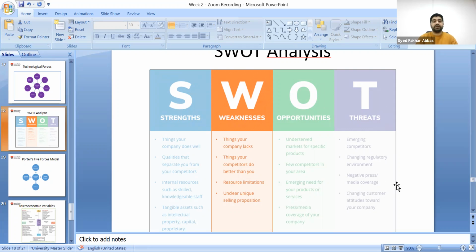So basically, all companies try to avoid threats. All companies try to overcome their weaknesses. All companies try to increase their strengths. All companies are looking for opportunities to grow their businesses. So this is SWOT analysis. Every company must analyze it when they are doing marketing or when they are analyzing the business environment.